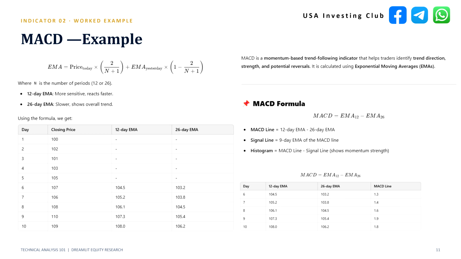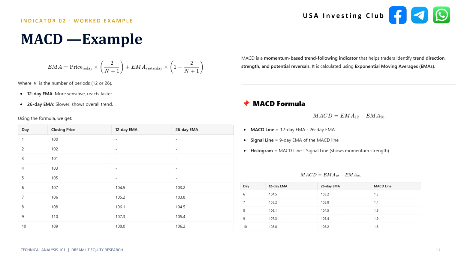Working through 10 days of closing prices: 100, 102, 101, 103, 105, 107, 106, 108, 110, and 109. The 12-day and 26-day EMAs only start producing meaningful values once enough data has accumulated, which is why days 1 through 5 show no reading. By day 6, the 12-day EMA reads 104.5 and the 26-day EMA reads 103.2.